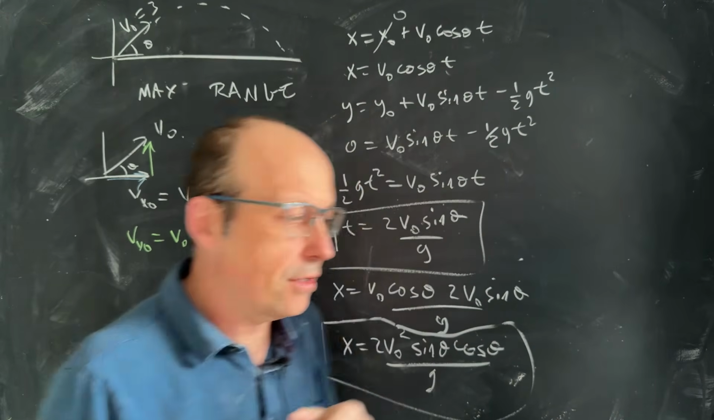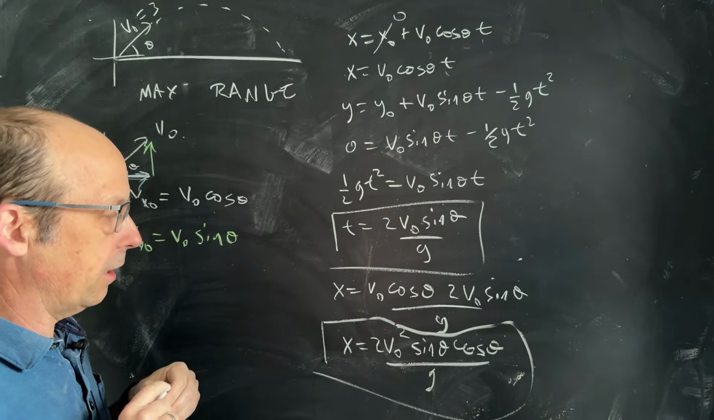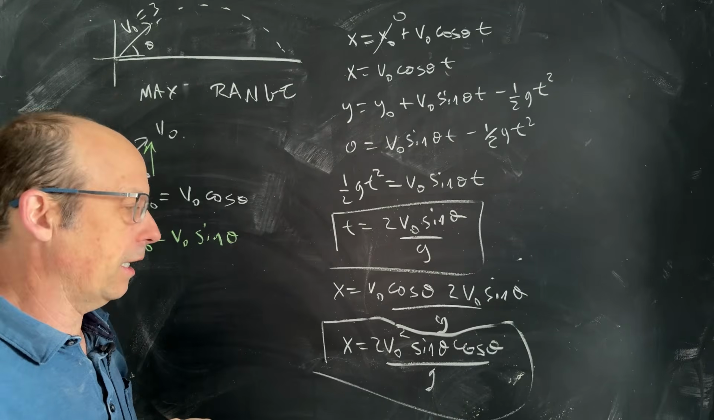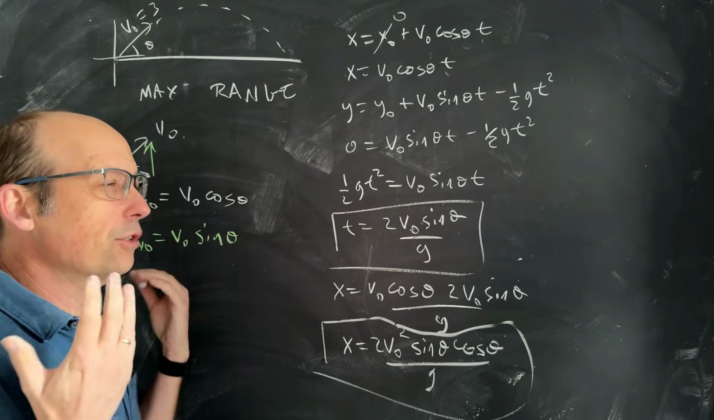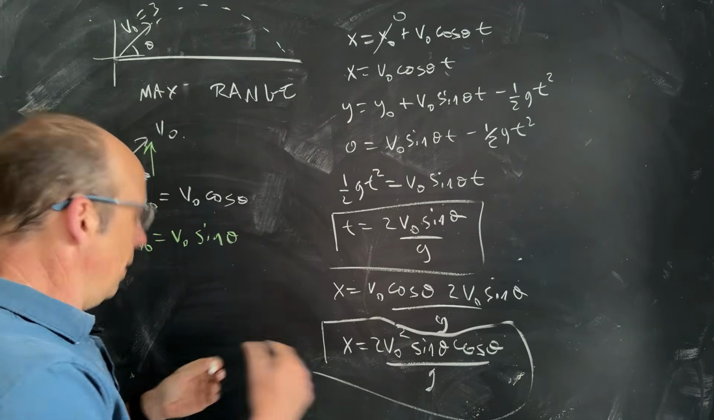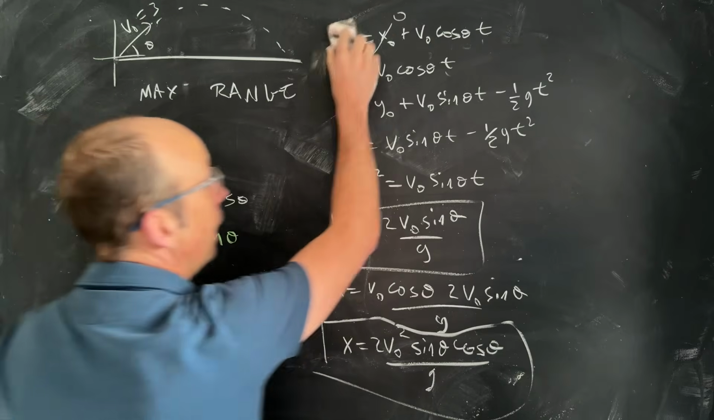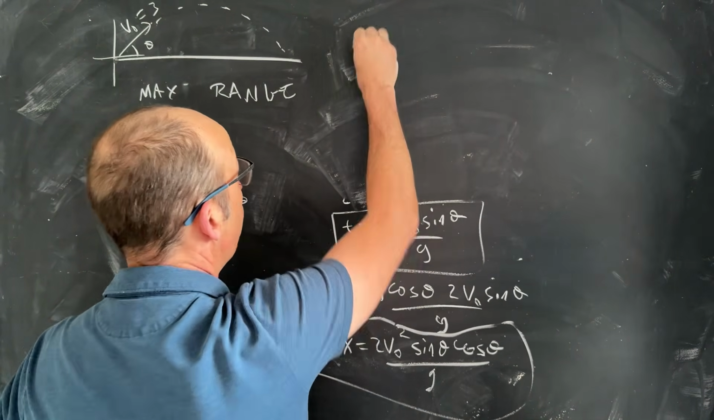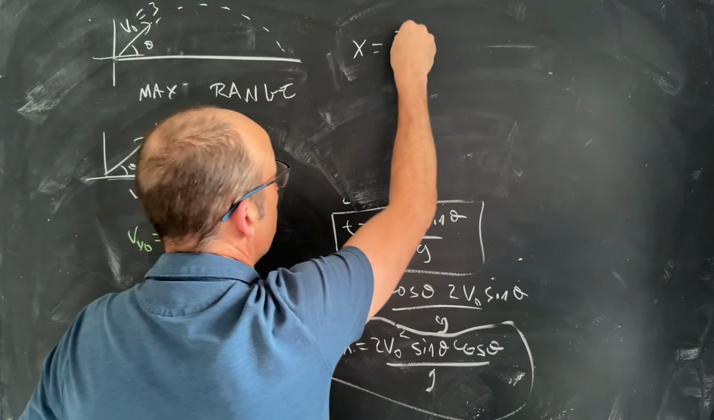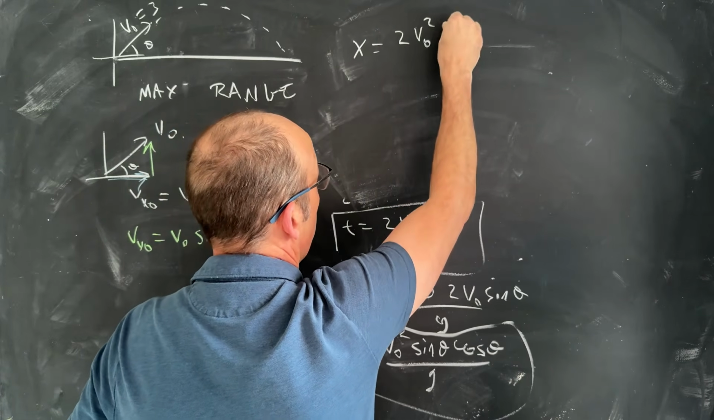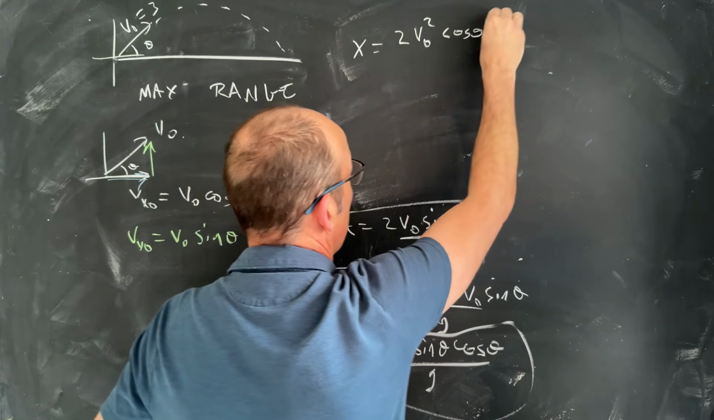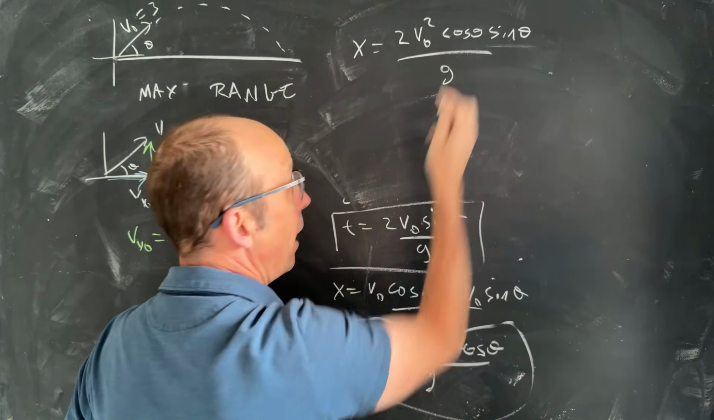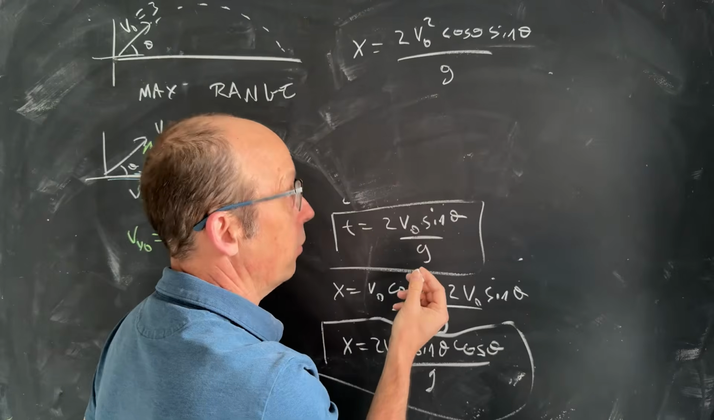So that's a dangerous equation, because a lot of people try to use that in a lot of different things. And there is a trig identity that you can combine sine and cosine, but we're not going to do that. And let's just think, right? Let's just think, can we use that and kind of figure out the maximum angle? So here I have x is 2 v0 squared cosine theta sine theta over g. So what value of theta would give me my maximum value?